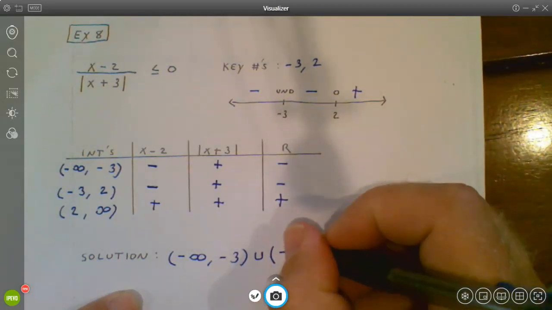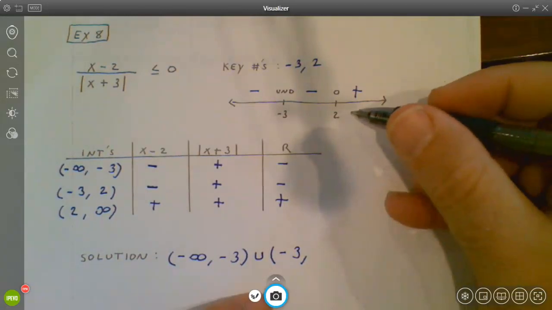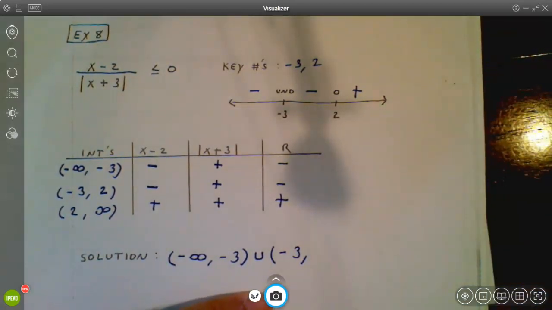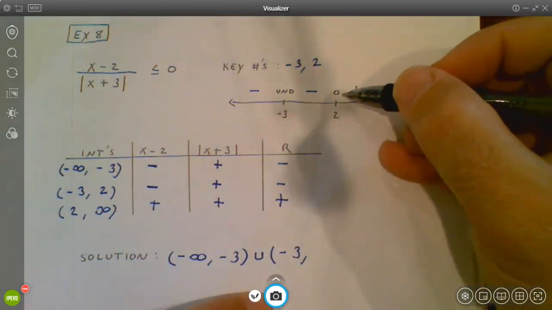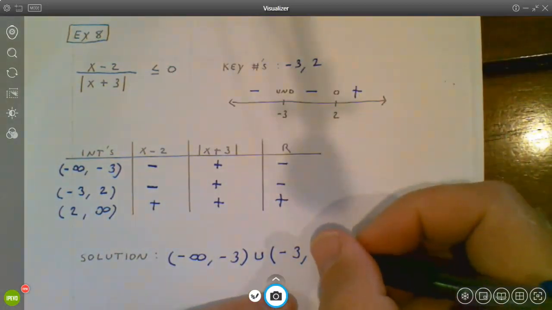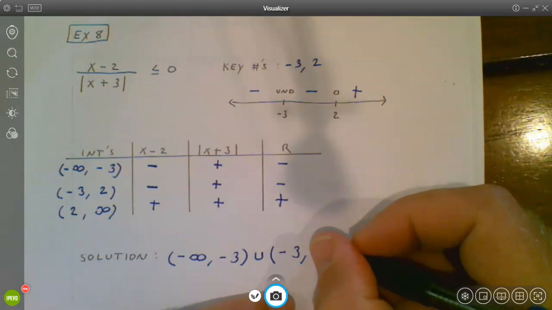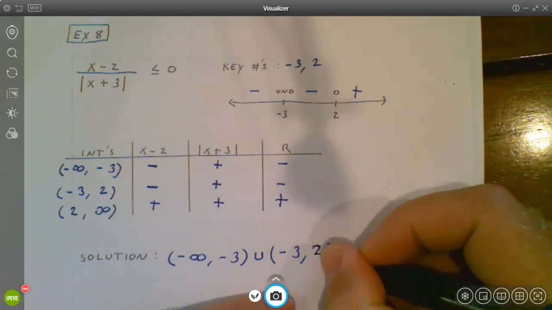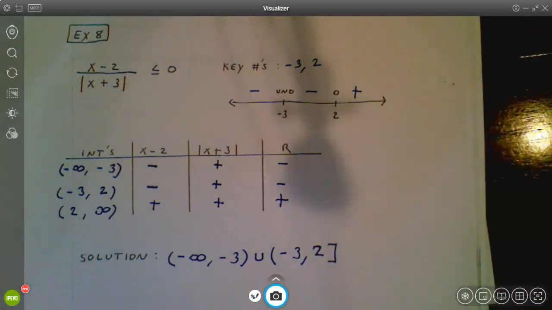And here's where you got to be careful. Do we put brackets around the 2 or do we put parentheses? It is a 0. There is an equal sign, so we do include the 2. So that's the way we should properly write that answer. But that is it. That's it for chapter 2.